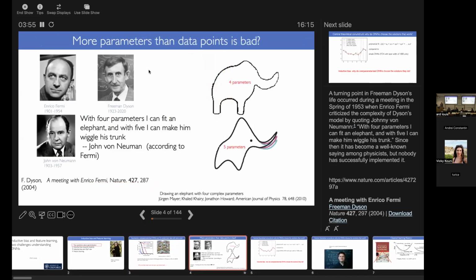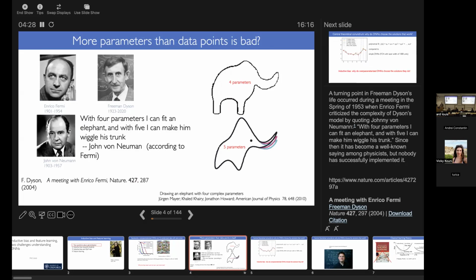So as Shivaji pointed out earlier, there's a famous quote, it's actually by Fermi, who quotes von Neumann. It's Dyson who tells a story, in a lovely little article called Meeting with Enrico Fermi, where Dyson talks about going to Fermi with this very exciting theory he has. It's a particle theory that had 5 parameters. He took a bus from Ithaca all the way over to Chicago to see Fermi, to tell him about his great theory. And then Fermi said, well, with 4 parameters, I can fit an elephant. And with 5, I can make it wiggle its tail.